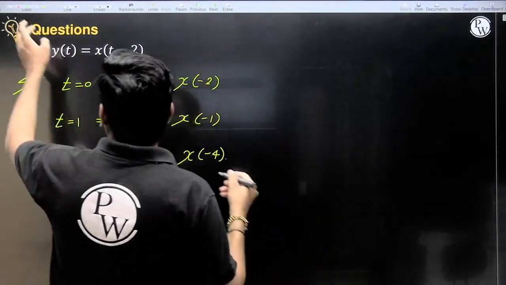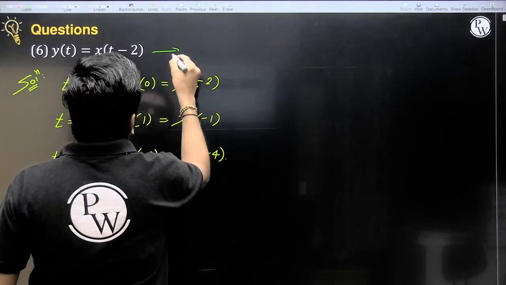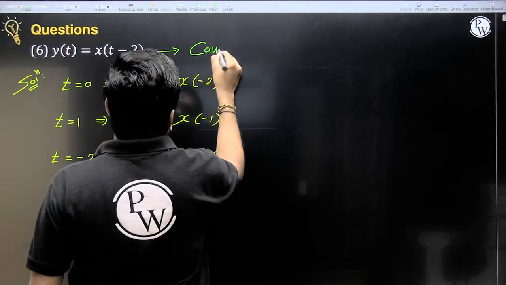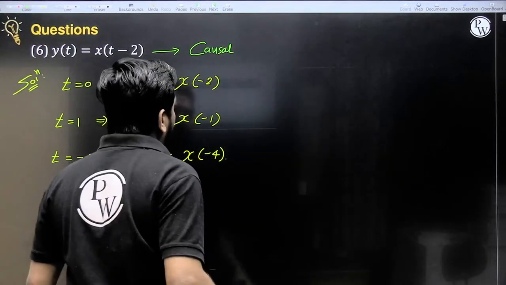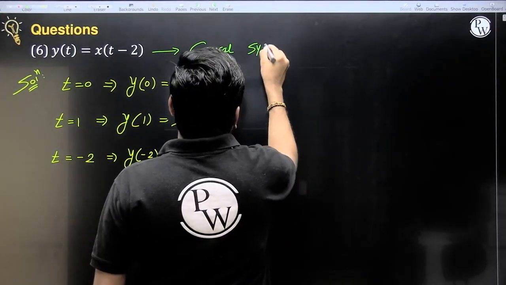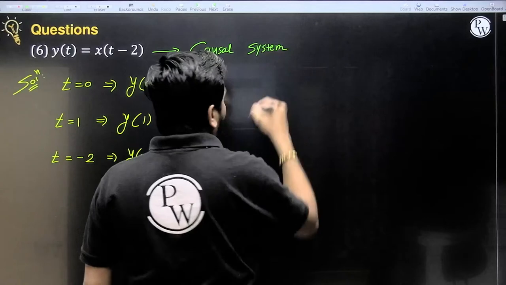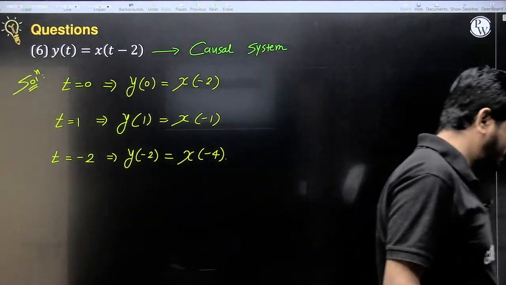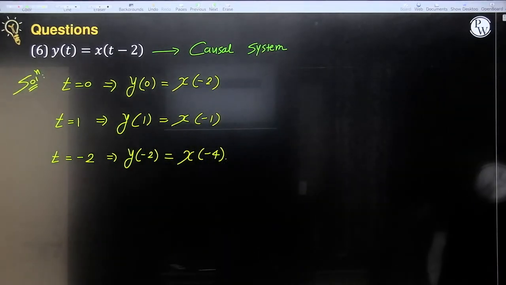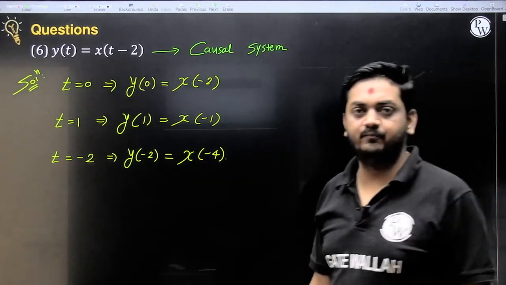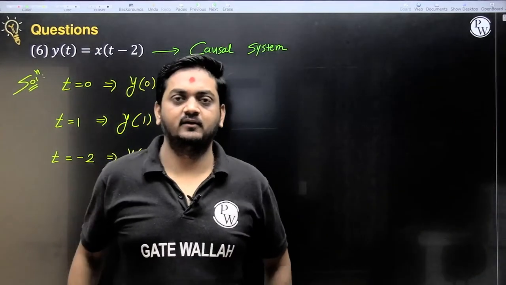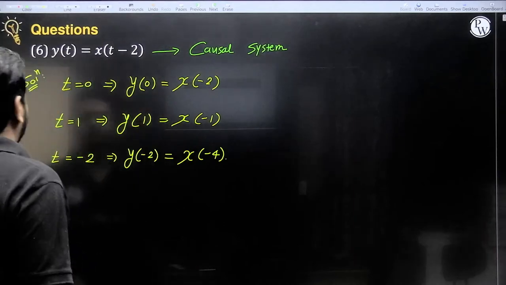That's why if delay is present, it is always a causal system. Always causal. I hope all the students are getting it. Okay, so this is the causal system.